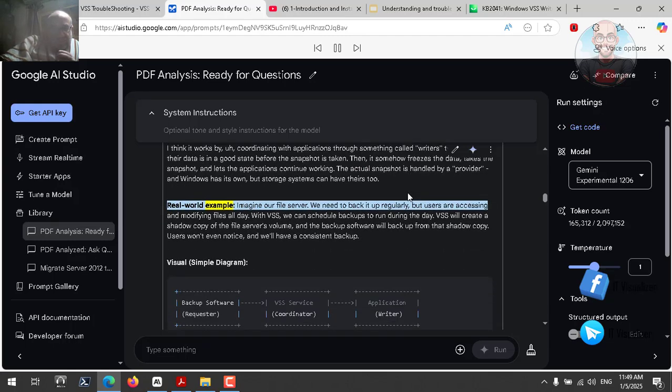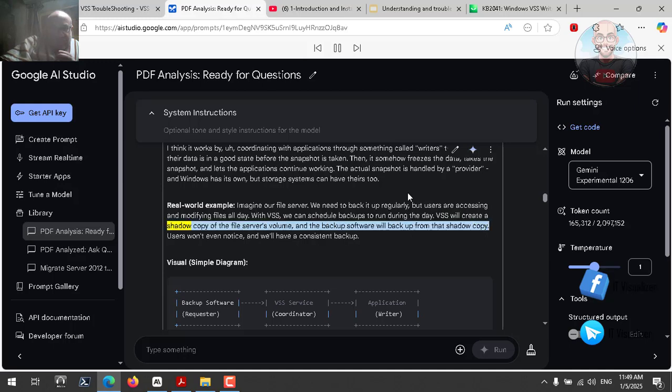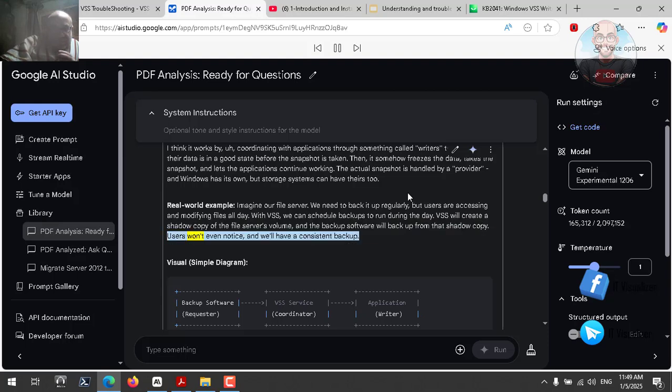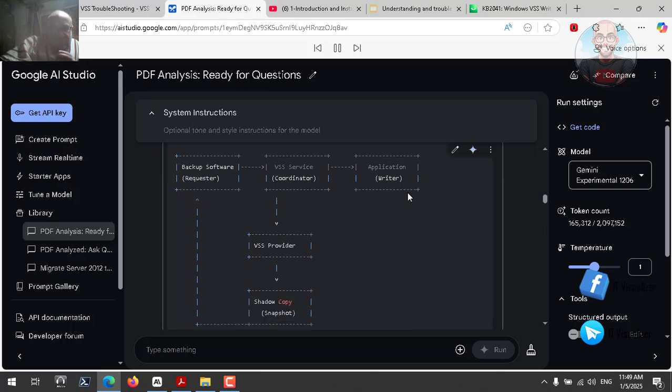Real-world example: imagine our file server. We need to back it up regularly, but users are accessing and modifying files all day. With VSS, we can schedule backups to run during the day. VSS will create a shadow copy of the file server's volume, and the backup software will back up from that shadow copy. Users won't even notice, and we'll have a consistent backup. Visual, simple diagram.